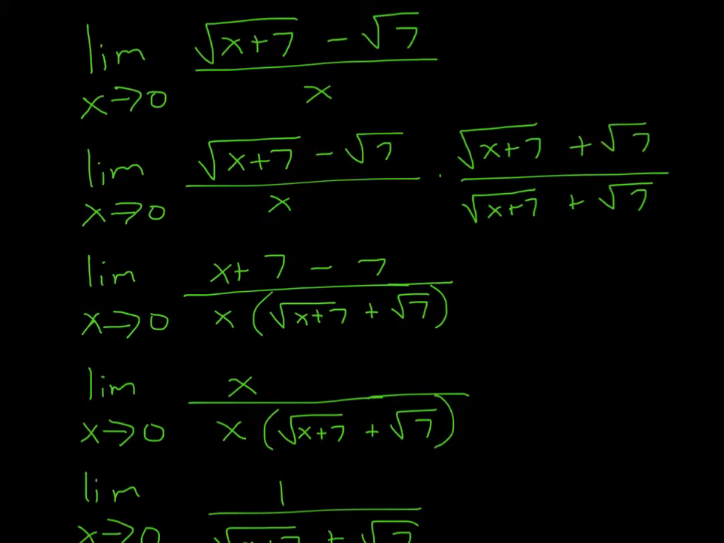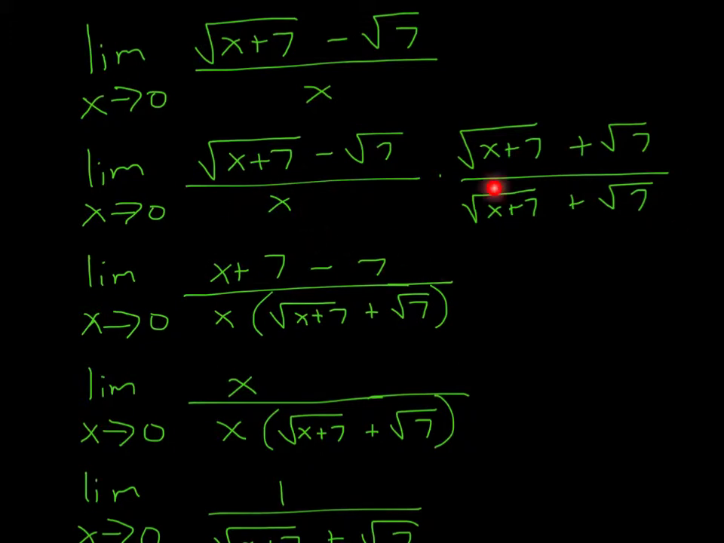Why do we do that? Well, when you distribute, the square roots cancel. When you multiply a square root by a square root, it cancels. So when you do this, all the square roots cancel and it works out nicely. So you end up getting x plus 7 minus 7. You can try that and you'll see that you'll get this.